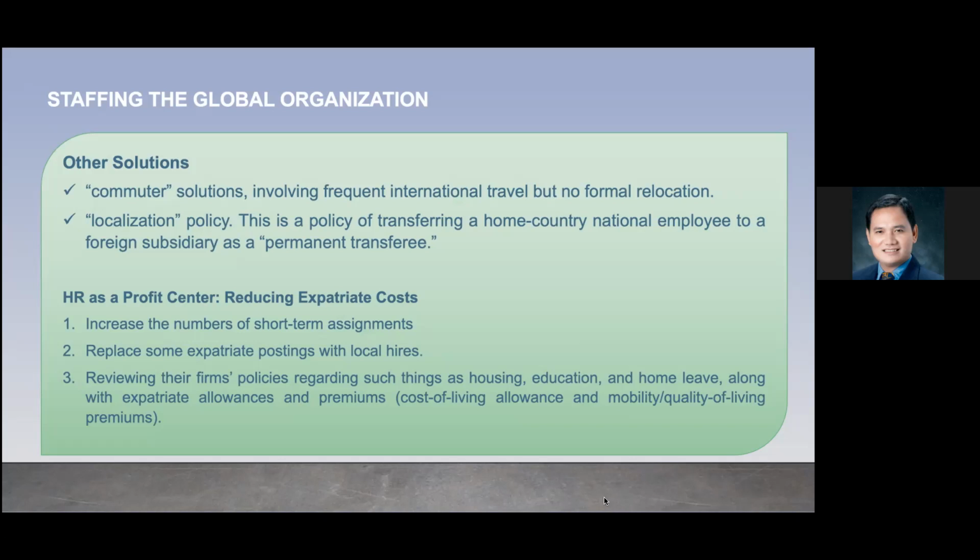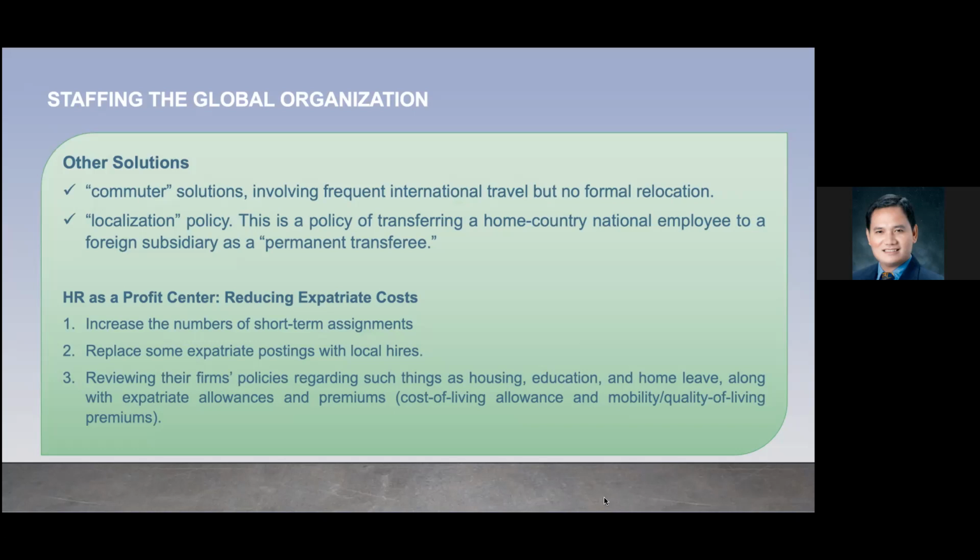Now, there are also other solutions. The choice is not just between expatriate versus local employees. For example, there are commuter solutions, which involve frequent international travel but no formal relocation. And also, one survey found that about 70% of surveyed employers had some form of localization. This localization policy is transferring a home country national employee to a foreign subsidiary as a permanent transferee.